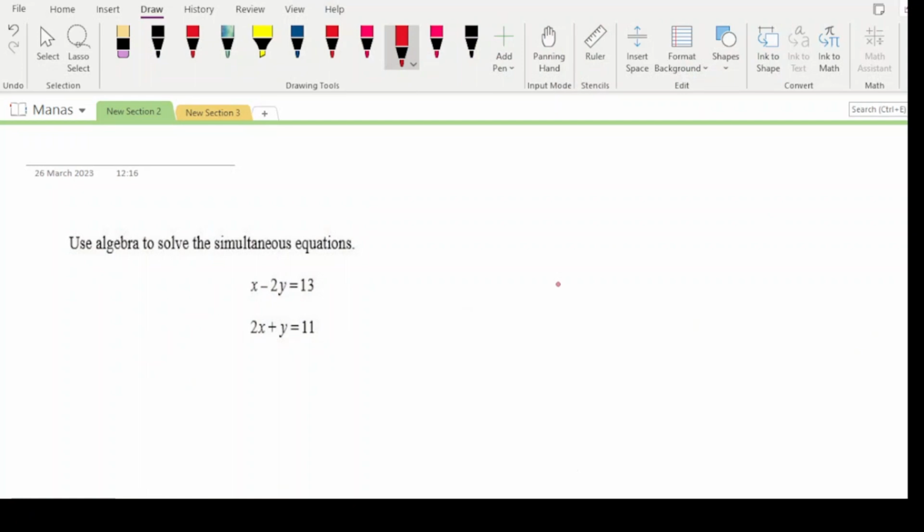Hello students, today I have brought a new topic for you, and that is basically simultaneous equations. It is a very important topic, and you know that the two common ways of solving simultaneous equations are, first, the elimination method, which is one of my favorites, and second, the substitution method.